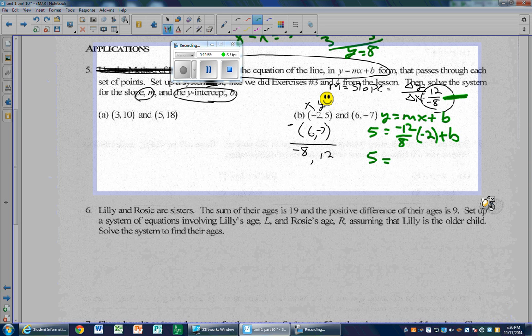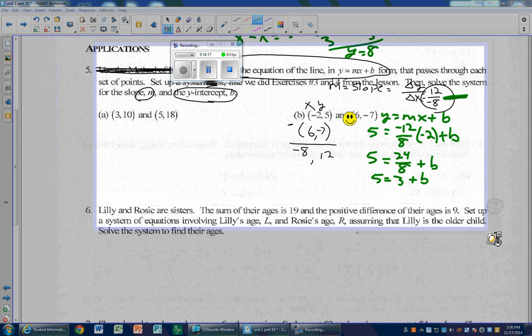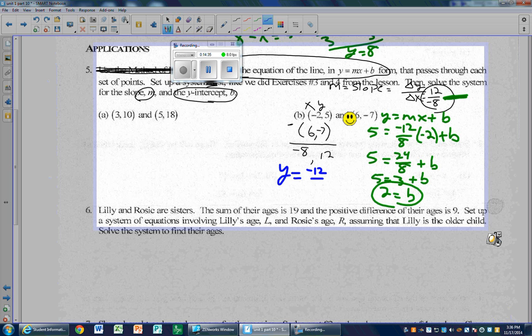So 5 equals negative 2 times 12 is 24 over 8 plus b. 5 is 3 plus b. I got that just by doing 24 divided by 8. Subtract 3 from both sides. 2 is b. Now I have my equation. Remember, when we type it into our calculator, it's y equals something x. Negative 12 over 8x plus a number, plus 2. That's the equation of that one.